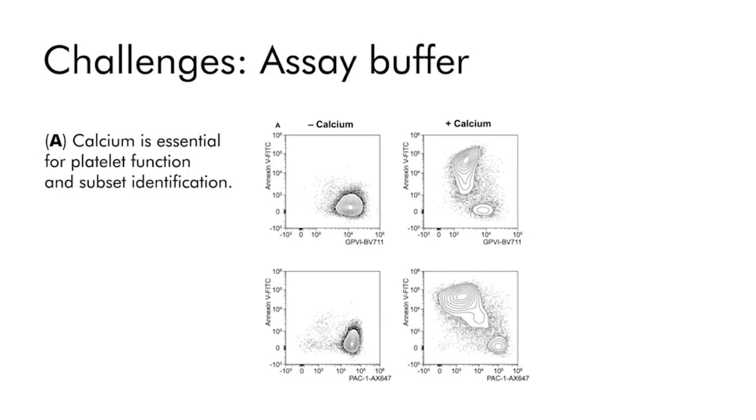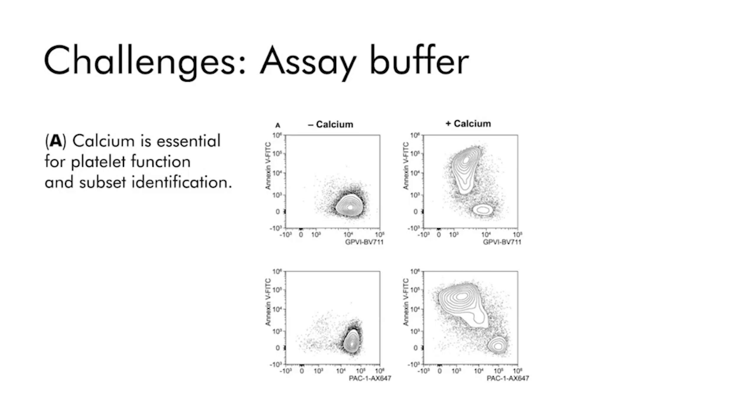Of course, we see annexin binding, which is known to be calcium dependent, but these annexin high platelets are low for GP6 and low for PAC1 because calcium-dependent proteases mediate the cleavage and shedding of GP6, and the intracellular cleavage and inactivation of the fibrinogen receptor so that it's unable to bind PAC1.